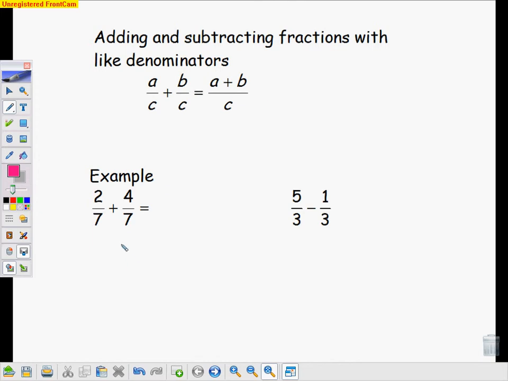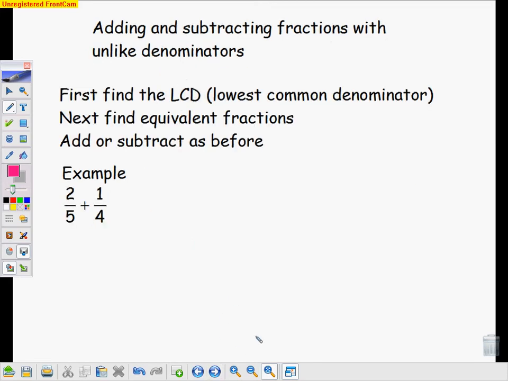So on this first one here, 2 sevenths plus 4 sevenths will give us 6 sevenths. The next one, 5 thirds minus 1 third. So instead of adding, we're going to subtract the numerators, which will give us 4 thirds. Now, it's something to keep in mind. After you add or subtract, you do always need to check, can I simplify the fraction? In these cases, no. Next up, we're going to look at adding and subtracting fractions with unlike denominators.